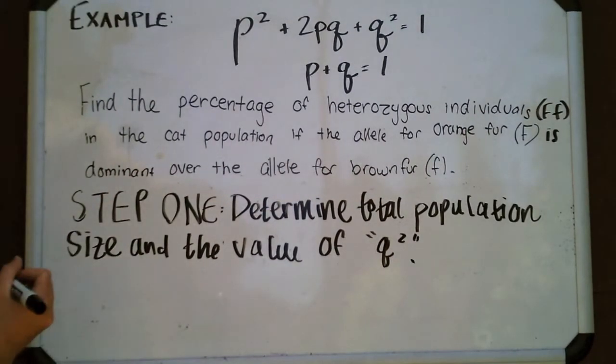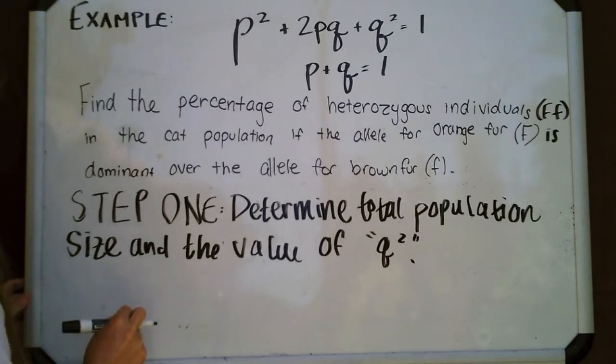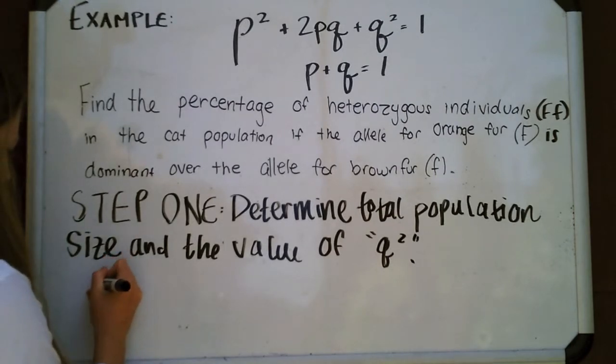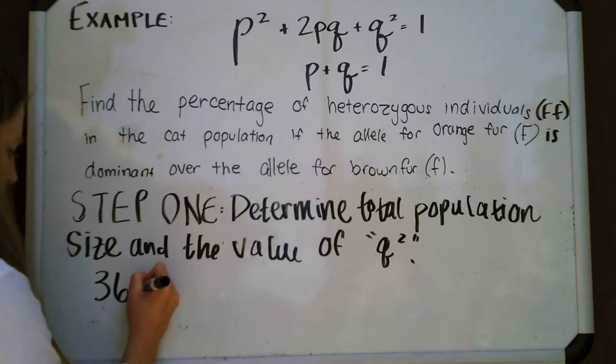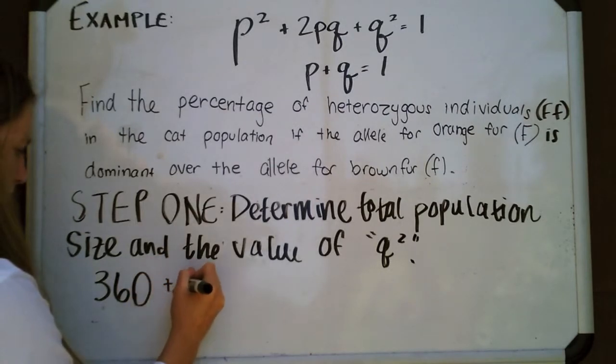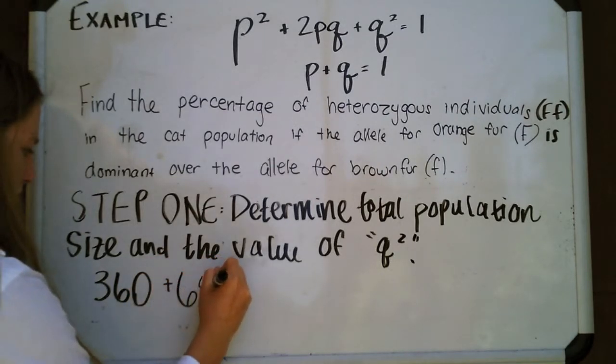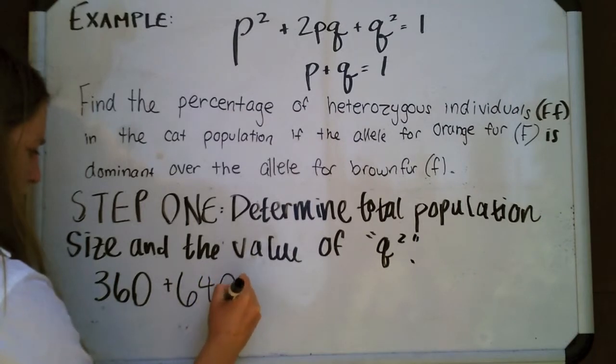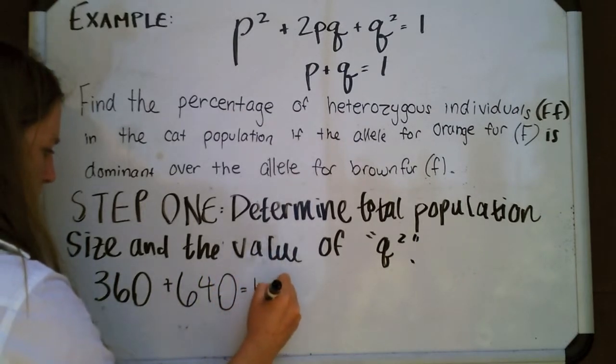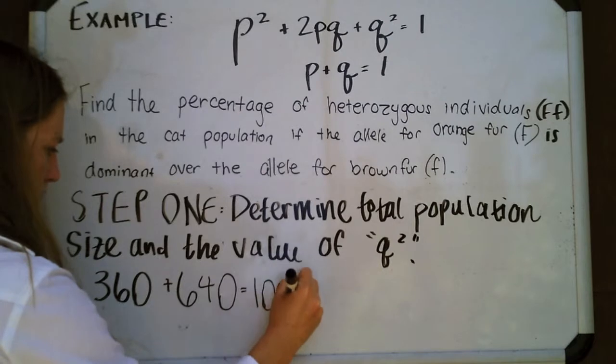Step 1 is to determine the total population size and the value of q squared, or the percentage of homozygous recessive individuals in the population. First, I took the 360 brown cats and added to the 640 orange cats to get the total number of cats in the population, which is 1,000 cats.